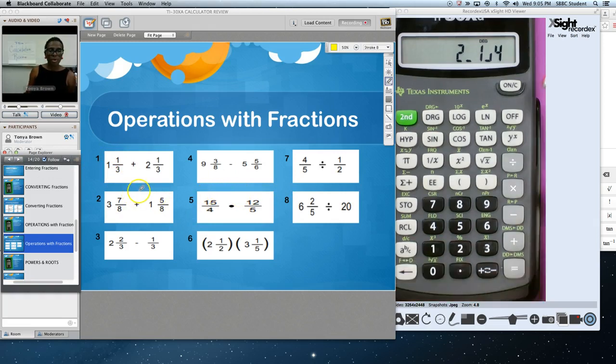Let's clear out. So if I do number 1, I'm going to do 1 1/3 plus 2 1/3. How do I enter that? 1, fraction key, 1, fraction key, 3.